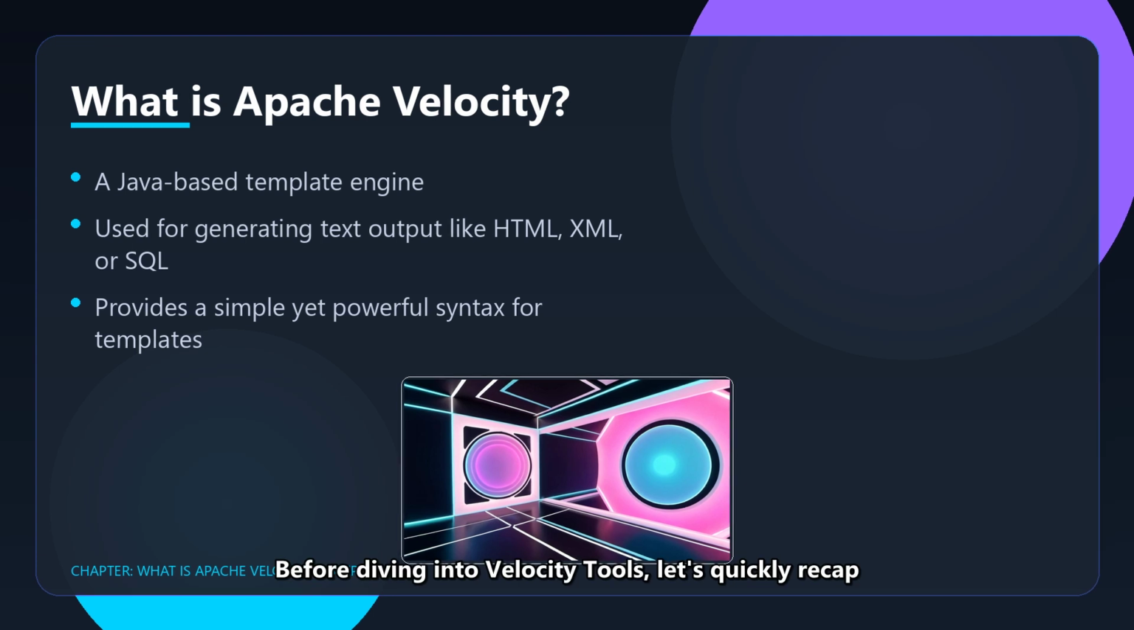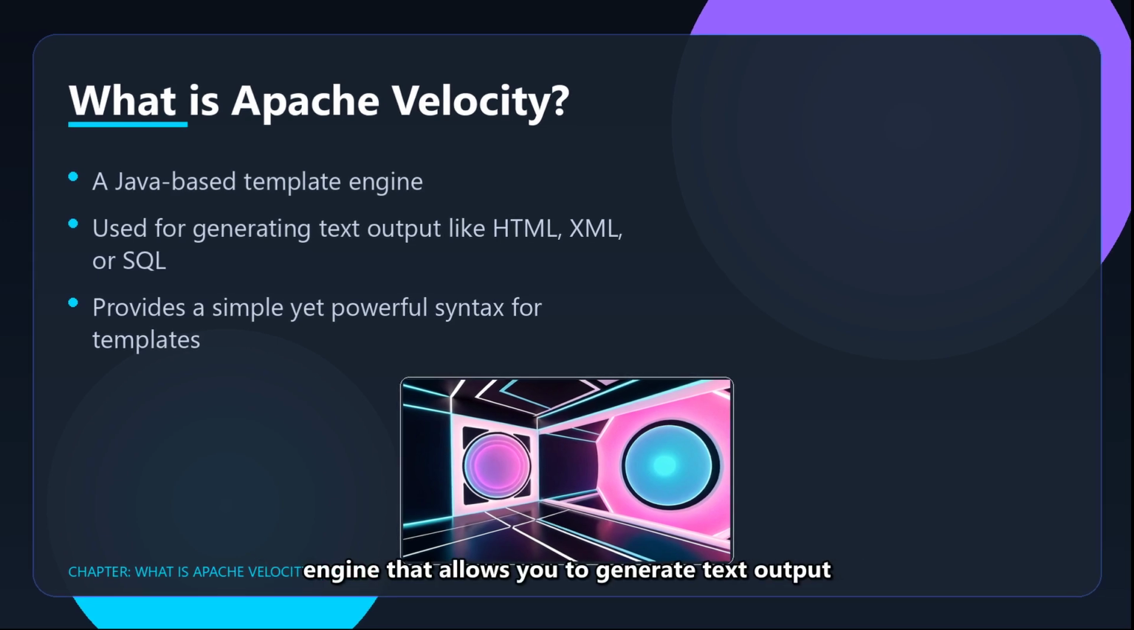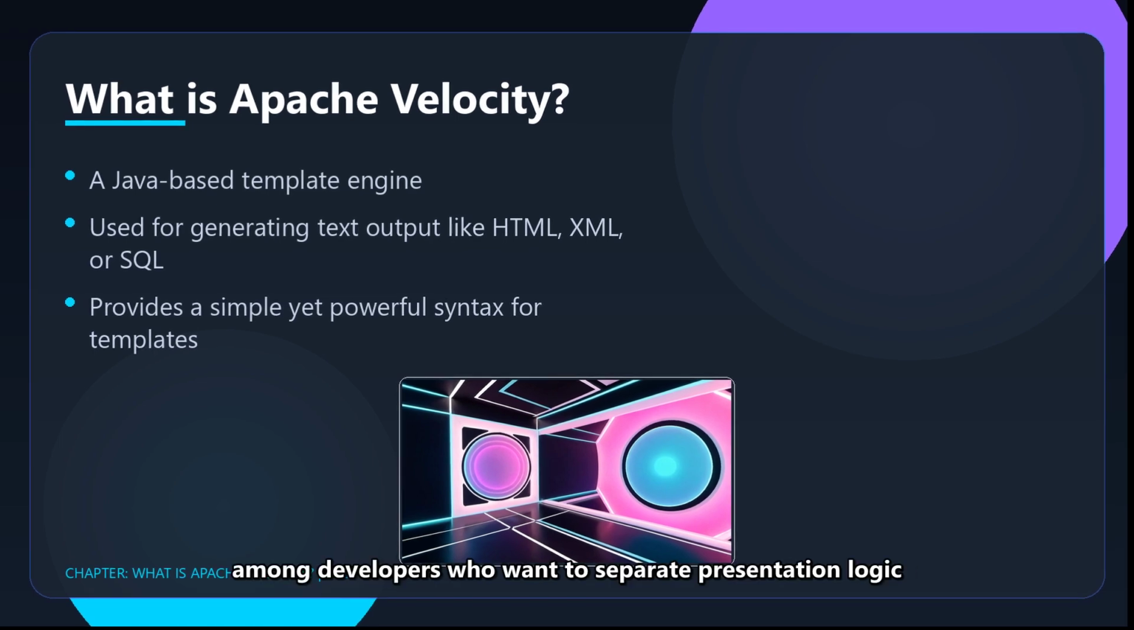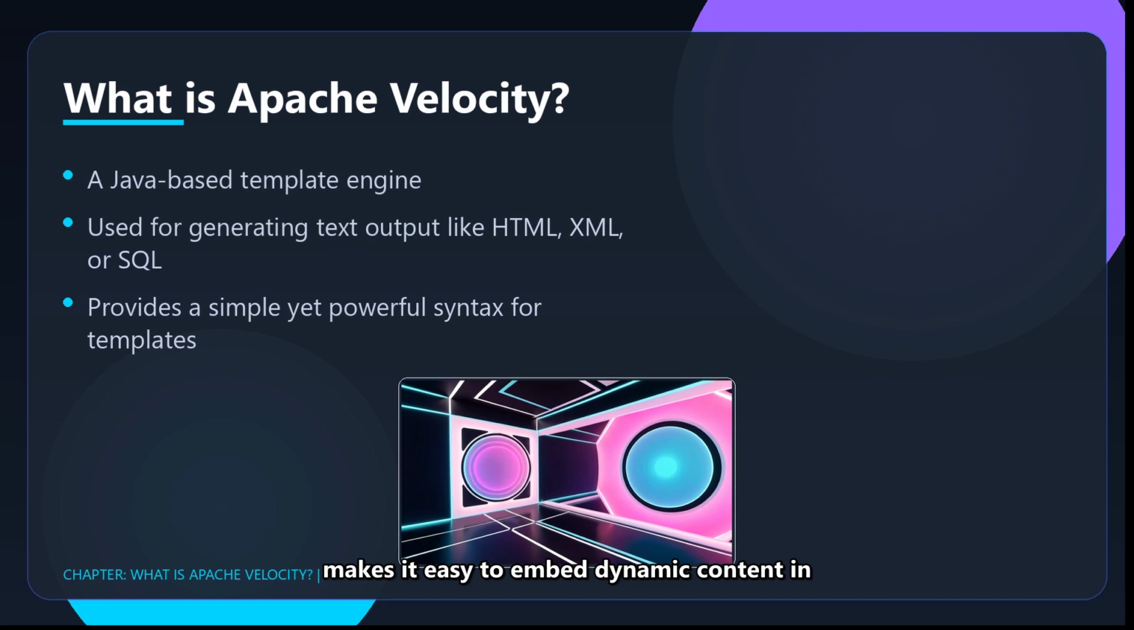Before diving into Velocity Tools, let's quickly recap Apache Velocity itself. Velocity is a Java-based template engine that allows you to generate text output such as HTML, XML, or SQL. Its simplicity and flexibility have made it a popular choice among developers who want to separate presentation logic from business logic. With its intuitive syntax, Velocity makes it easy to embed dynamic content in static templates.